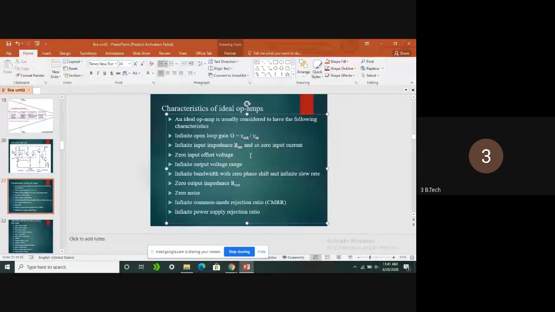So what we discussed here: infinite output voltage range and bandwidth. We are discussing bandwidth, and from here we move to other points. Infinite bandwidth and phase shift and infinite slew rate we can see in the next slide. And zero noise. Obviously, every system should not have any noise. Noise is something very unwanted in a particular transmission.